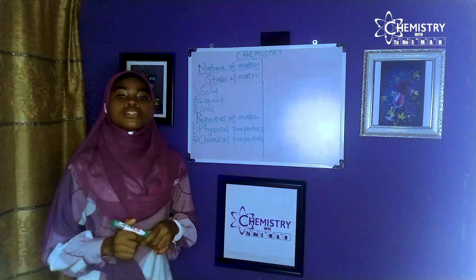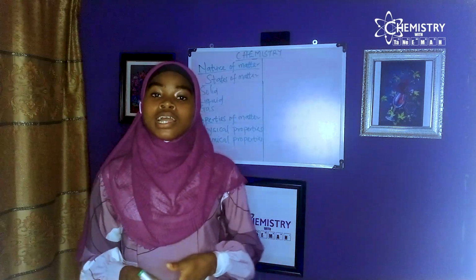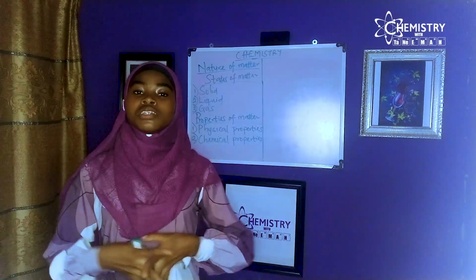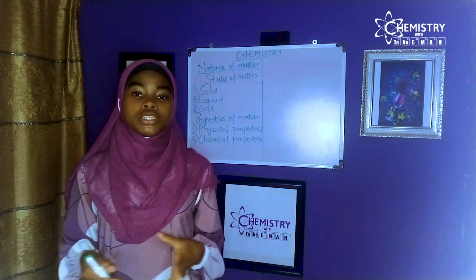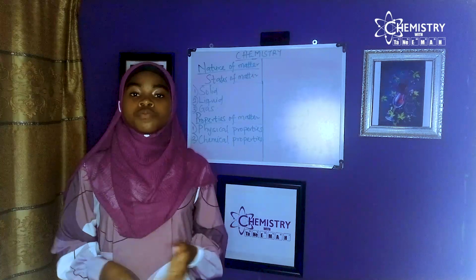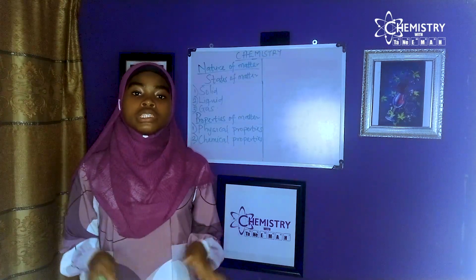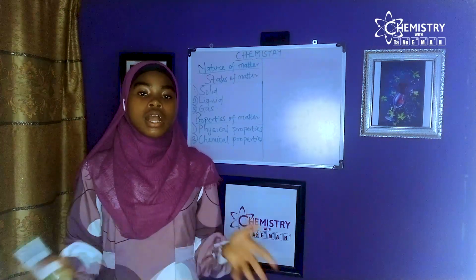The physical properties of matter are those properties of matter that can easily be observed without changing the composition, through mere observation. Examples of these physical properties of matter include the color, the odor, the melting point, boiling point, density, and a lot more.